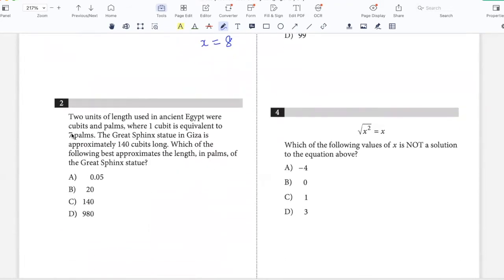Two units of length used in ancient Egypt were cubits and palms, where 1 cubit is equivalent to 7 palms. The Great Sphinx statue in Giza is approximately 140 cubits long. Which of the following best approximates the length in palms of the Great Sphinx statue? So 1 cubit is 7 palms. So 140 cubits would be 140 into 7 palms. 7 into 4, 28, carry 2, 980 palms.